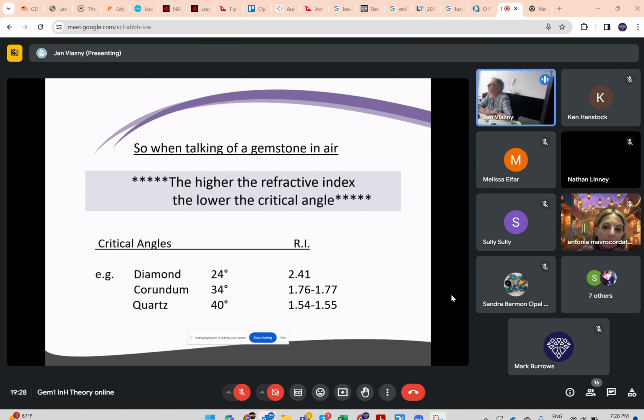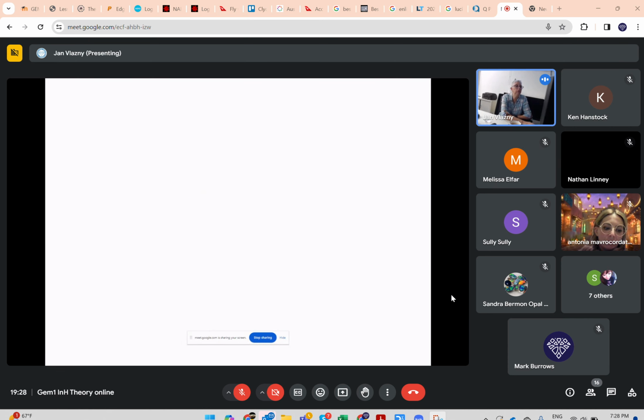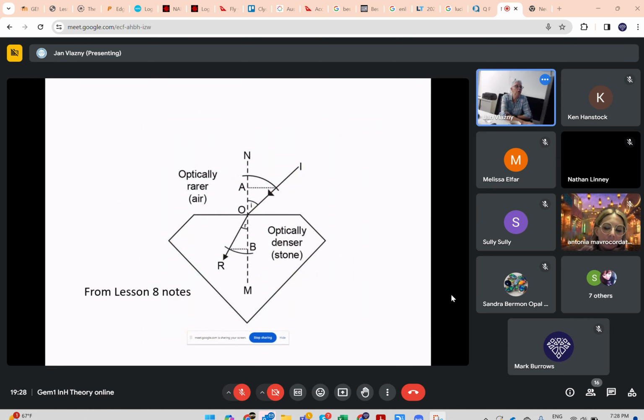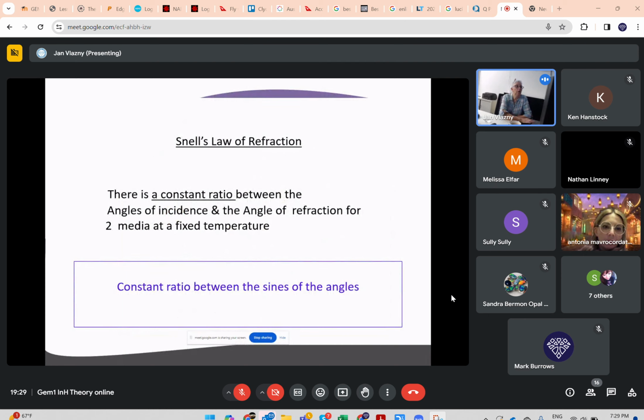Do you have that written somewhere? Sorry? Do you have that written somewhere, the law of refraction in simple terms like that? Yeah, I'm sure somewhere I did. Constant ratio between the angle of incidence and the angle of refraction for two media at a fixed temperature. Cool. Okay, and then you can go on.